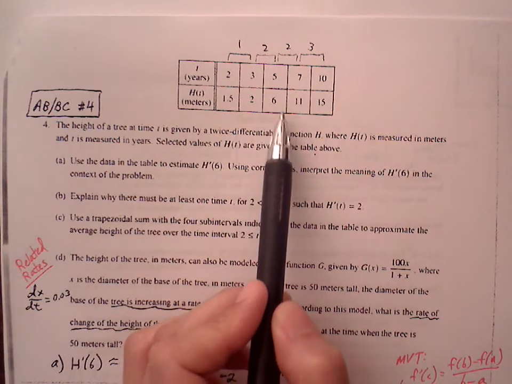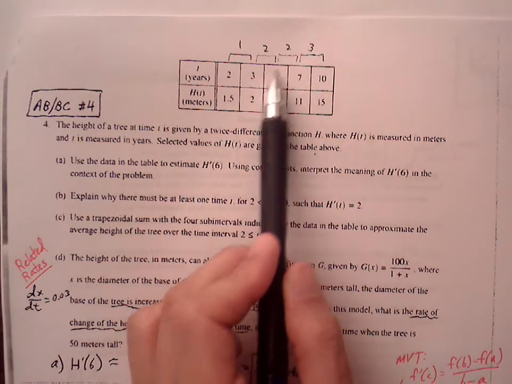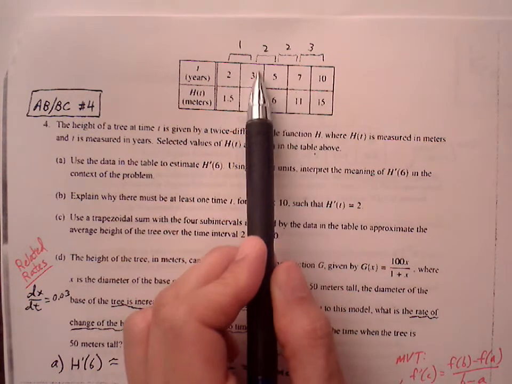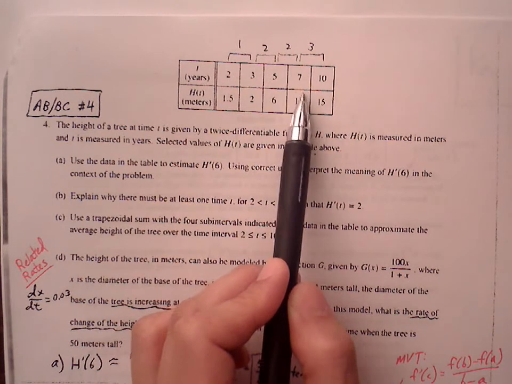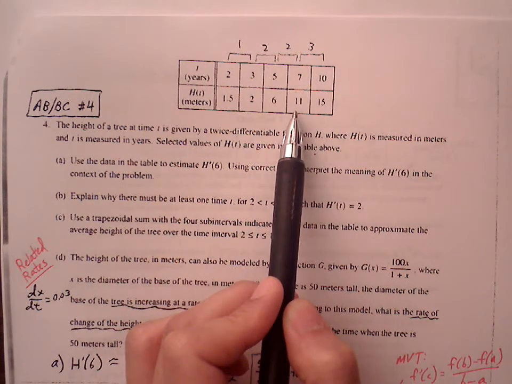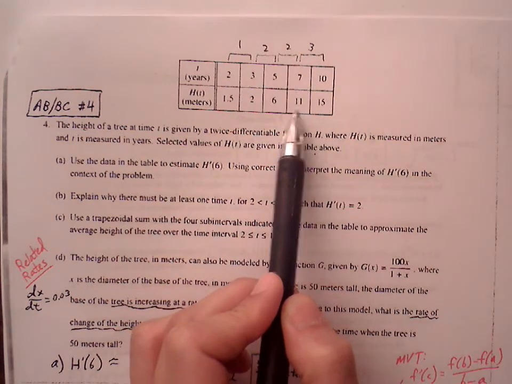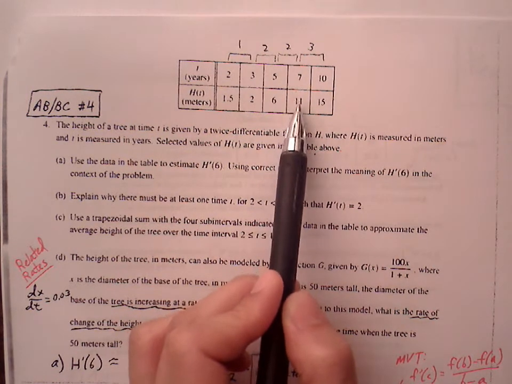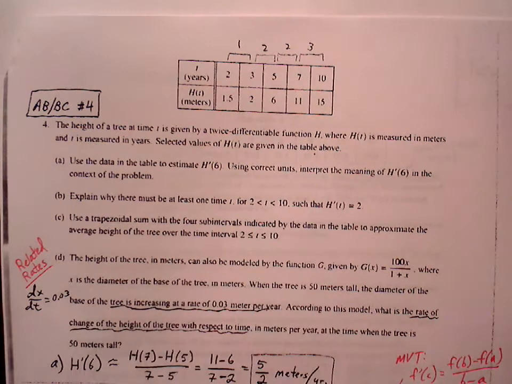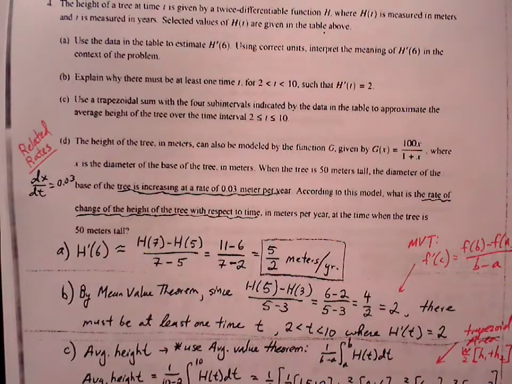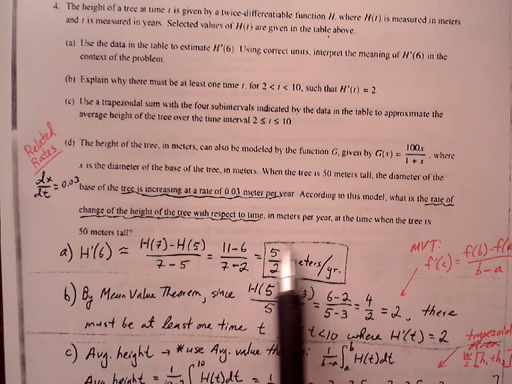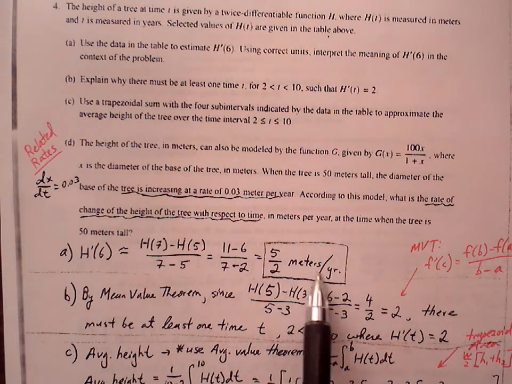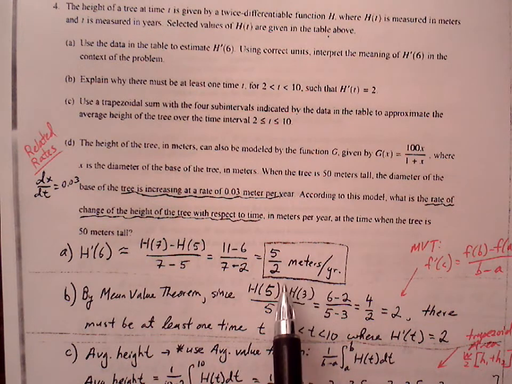And if we want to find h prime of 6, we're going to use the two closest pieces of information, 5 and 7. So we're going to figure out the rate of change of the change in height between the 5th and the 7th year. So we can say change in height over change in years, 11 minus 6 over 7 minus 5. And that gives us 5 over 2 meters per year. So the approximation based off the table of values is about 2.5 meters per year, the rate of growth on that 6th year.